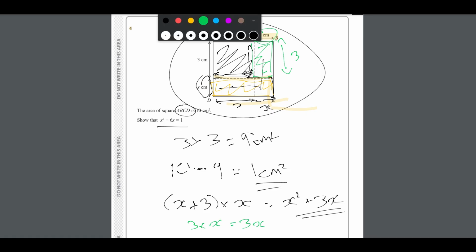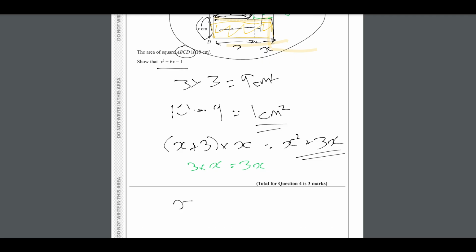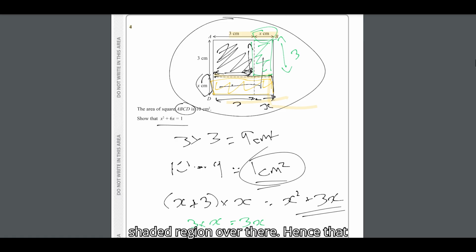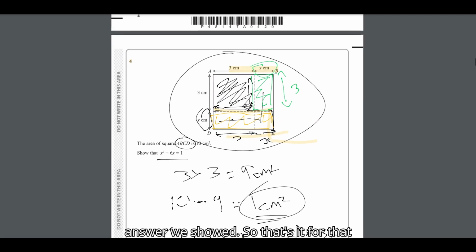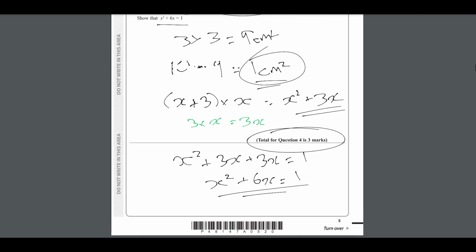Now, if we scroll down, we are given 1 centimeter squared, so x squared plus 3x is equal to 1. It's equal to 1 because that's the amount we have left after finding this little shaded region over there. Hence, that gives us x squared plus 6x is equal to 1. And that is the answer we showed. So that's it for that one, and we get a full 3 marks.